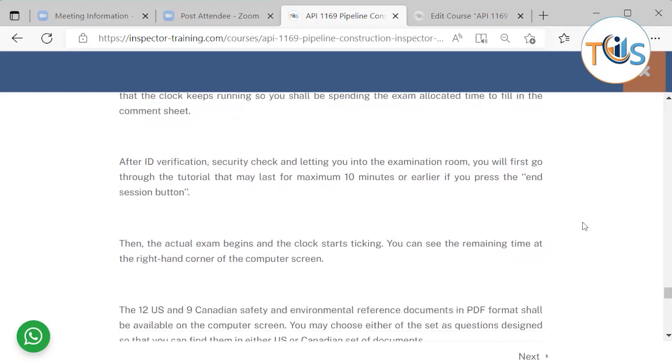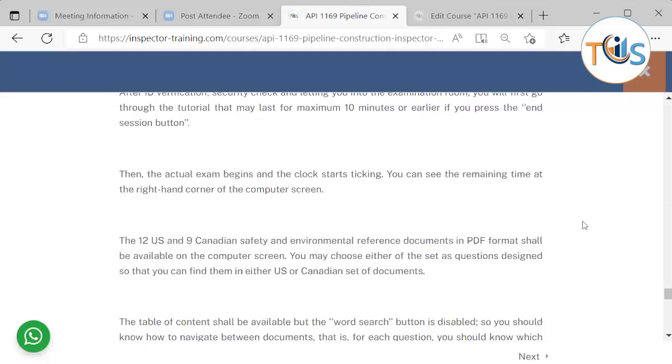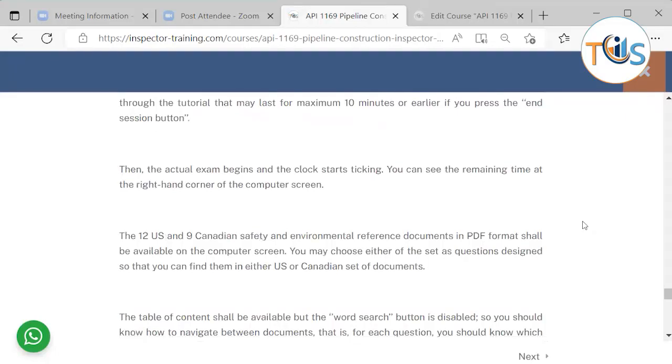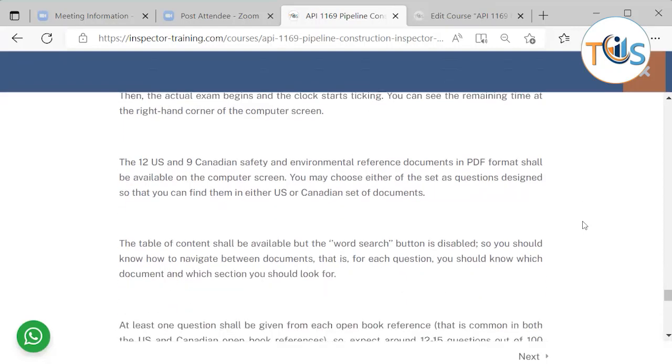After ID verification, security check, and being let into the examination room, you first go through a tutorial that may last for 10 minutes, or less if you press the end session button. Then the actual exam begins once you end the tutorial and the clock starts ticking. You can see the remaining time in the right hand corner of the computer screen.